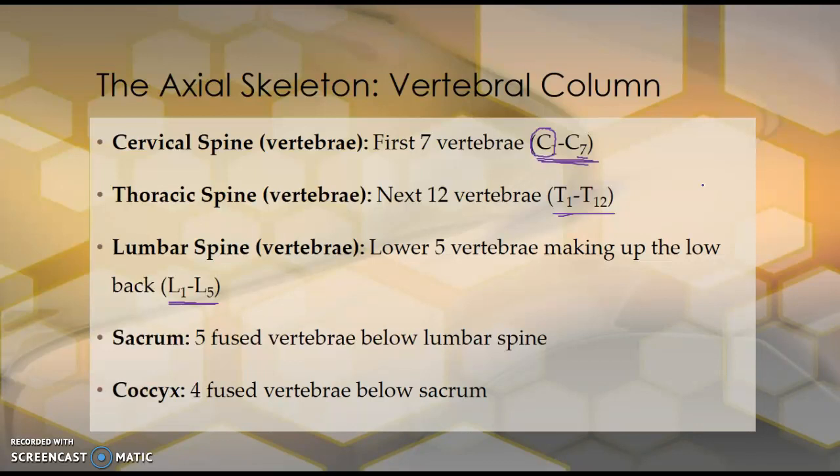Your mid-back is your thoracic spine. It contains 12 vertebrae. And then your low back is considered what we call the lumbar spine, or your lower 5 vertebrae. Underneath the lumbar spine, you have the sacrum, which are 5 actually fused vertebrae. And then you have your coccyx below that, aka your tailbone.